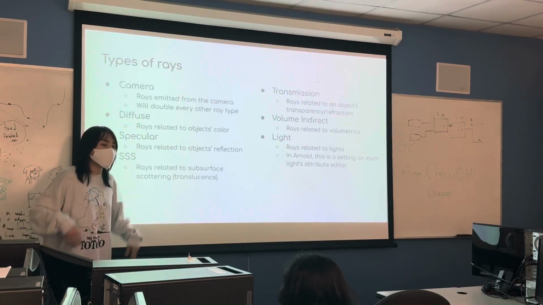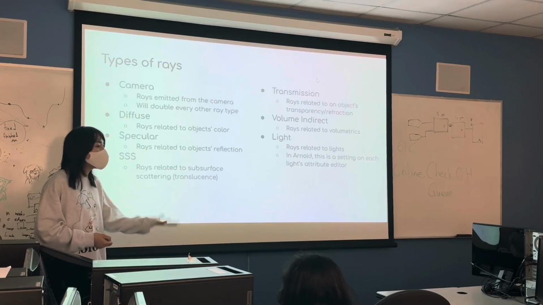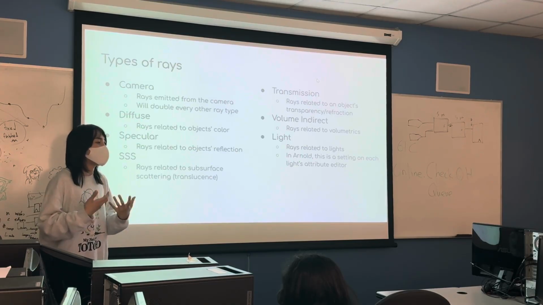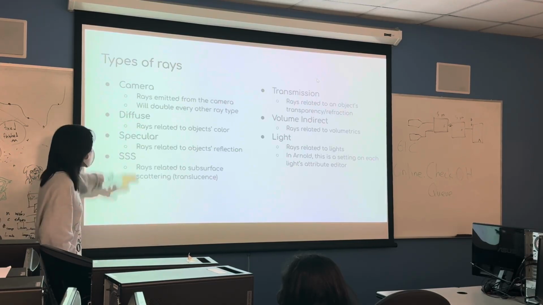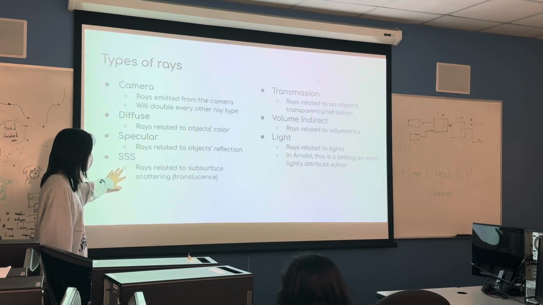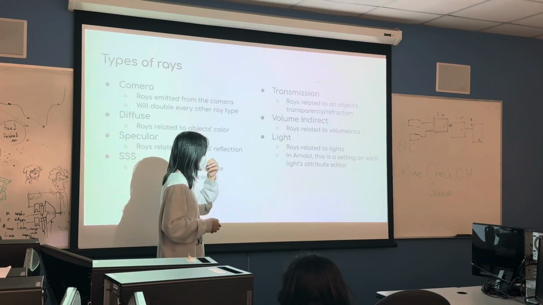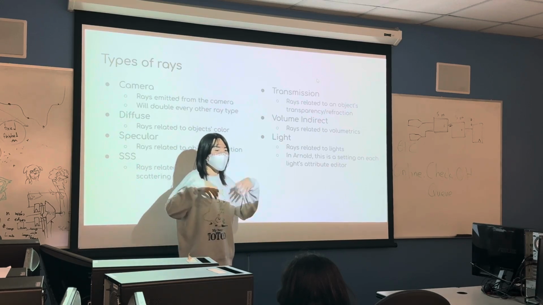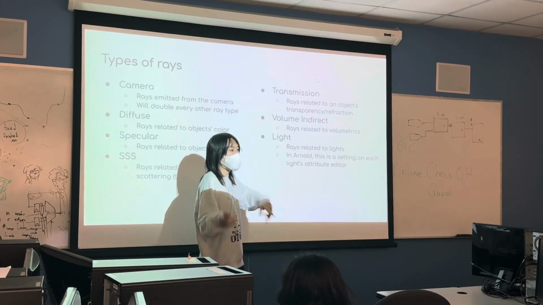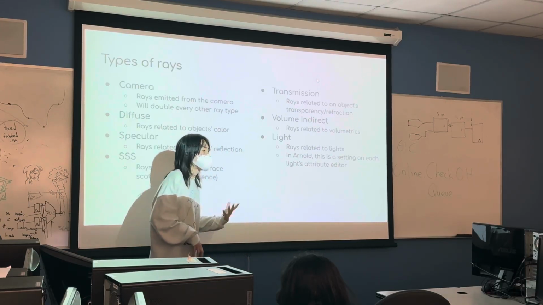Next is the diffuse ray. A diffuse, as you remember, is a diffuse surface, so it's a shader attribute. So anything that has a base color, that color has a specified diffuse ray attached to it to be able to gather information about that object's color. You have specular rays, which are rays related to the object's reflection or specular property. You have subsurface scattering. You have transmission, which is for transparent objects. You have volume rays, if you're working with volumetrics, clouds, things like that. And you also have light rays, which we covered last week, which are related to lights and shadows and how bright a surface is.